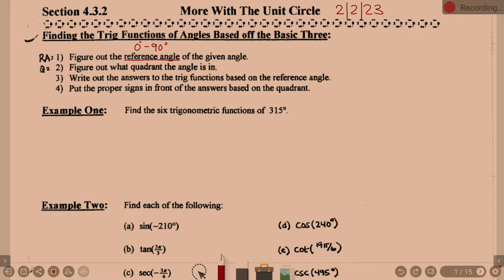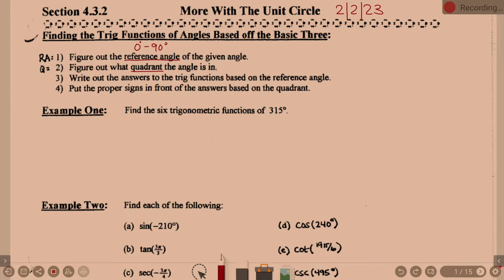After you figure out your reference angle, we'll have to figure out what quadrant the angle is in, which, if you figured out your reference angle, you should know what quadrant you're in. And then we're going to write out the answers to the trig function based on the reference angles. So if my reference angle is 30 degrees, we're going to write out sine, cosine, tangent, and the reciprocals of all those. And then the idea will be to put the proper signs on them. If it's in quadrant 4, what's positive, what's negative, so on and so forth. Okay? So that's kind of the idea of the steps we're going to take.